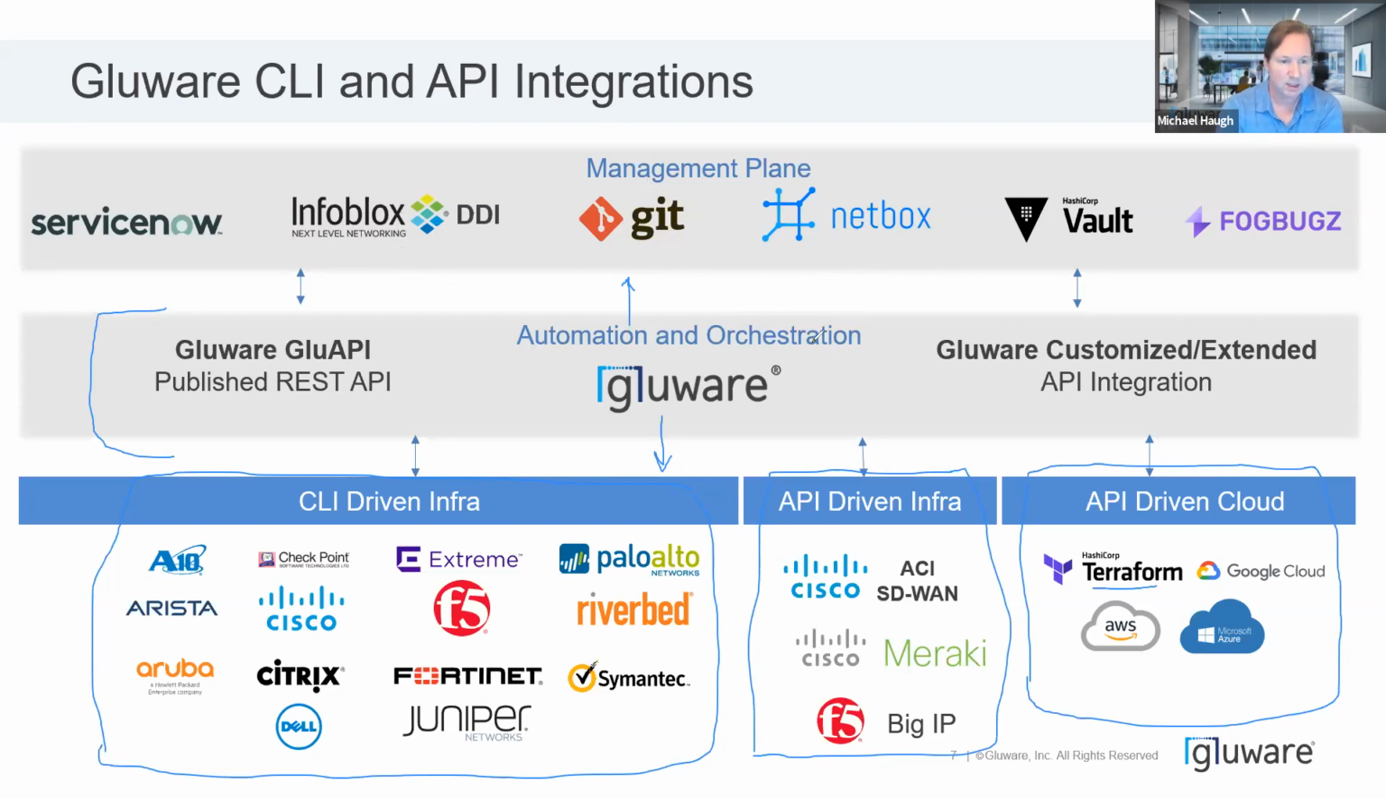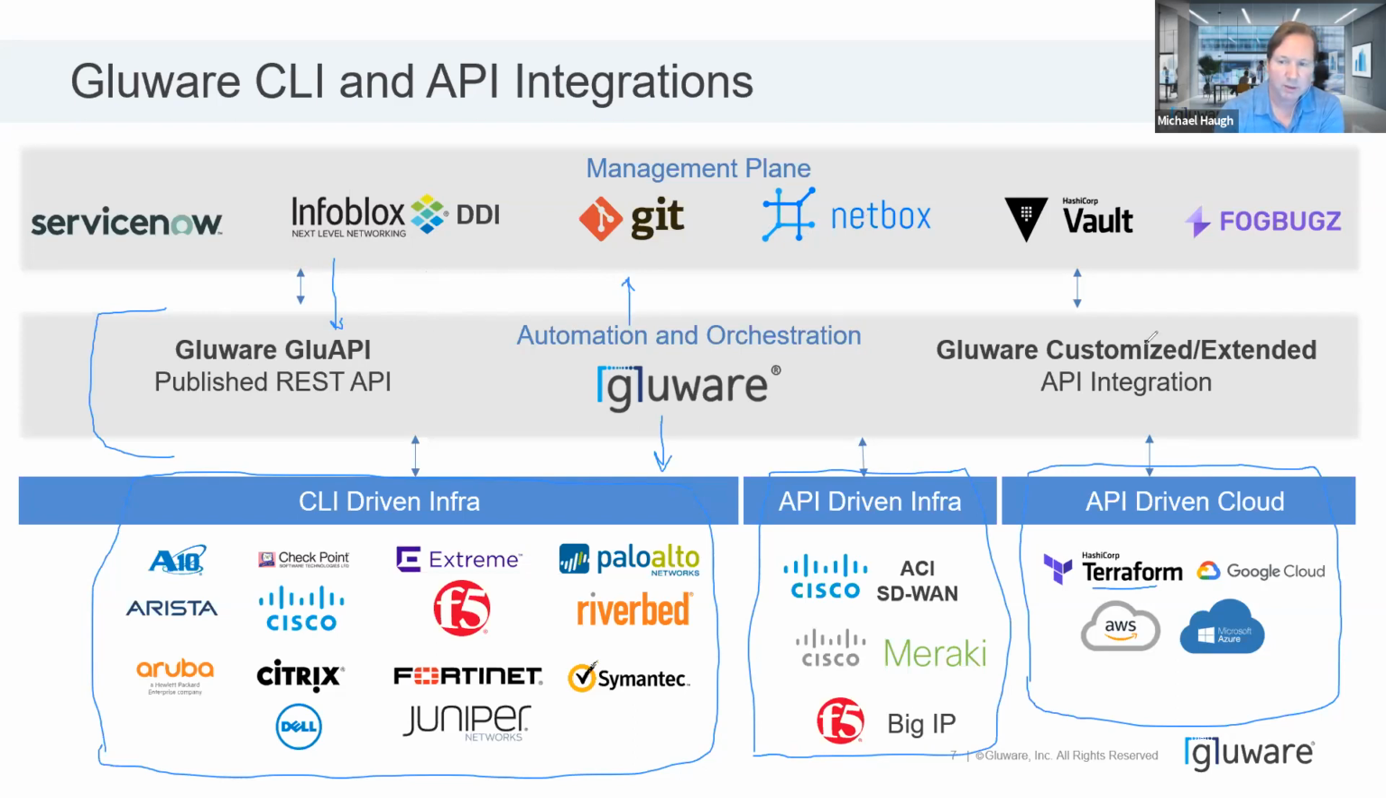And with these, we have two different ways of interfacing, and both are through API. But one is by having the external component leverage Gluware's published API. So that's this one right here. We publish an API. So if you want to, from NetBox, take your devices that you add there first and push them into Gluware, you can make an API call from NetBox to Gluware and populate devices, for example. So that's using our published API.